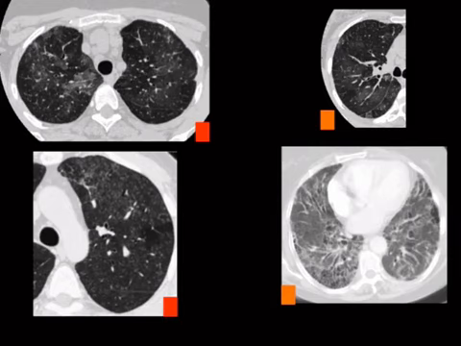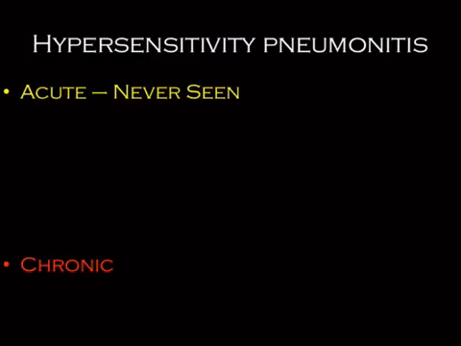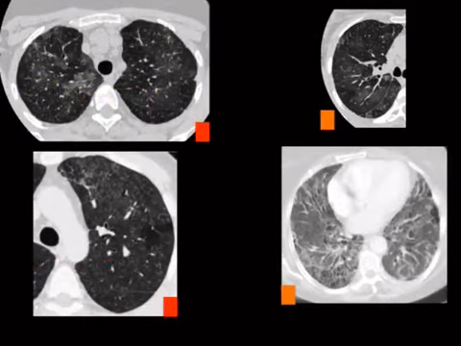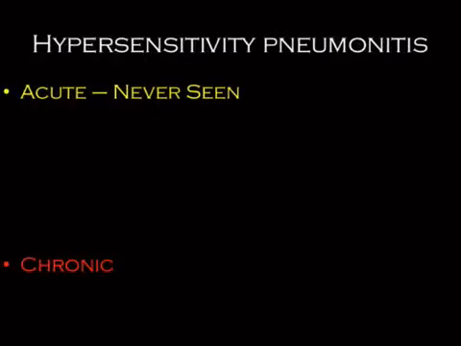And then on the orange, we're seeing, again, more mosaic attenuation and what looks like maybe UIP, bronchiectasis, and the suggestion of some honeycombing. So what we've got here is two different kinds of hypersensitivity pneumonitis. We've got hypersensitivity pneumonitis that is occurring in the subacute setting, and then we've got hypersensitivity pneumonitis that's occurring in the chronic setting. So when people call it acute hypersensitivity pneumonitis, what they're actually talking about is subacute.